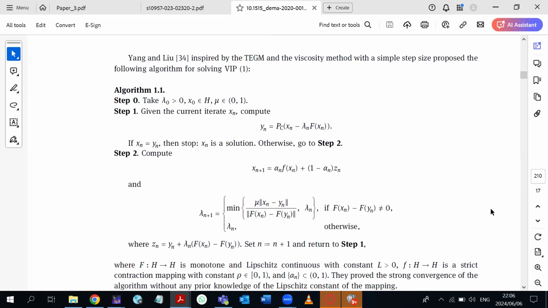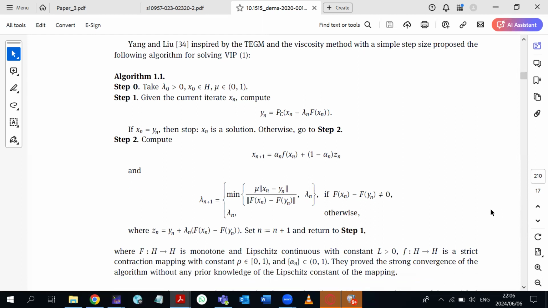So this is a Censor method which is self-adaptive and it is viscosity, which means you are going to get a strong convergence method from this. So those are the key points of the algorithm. You have to know that. So go to algorithm 1.2.